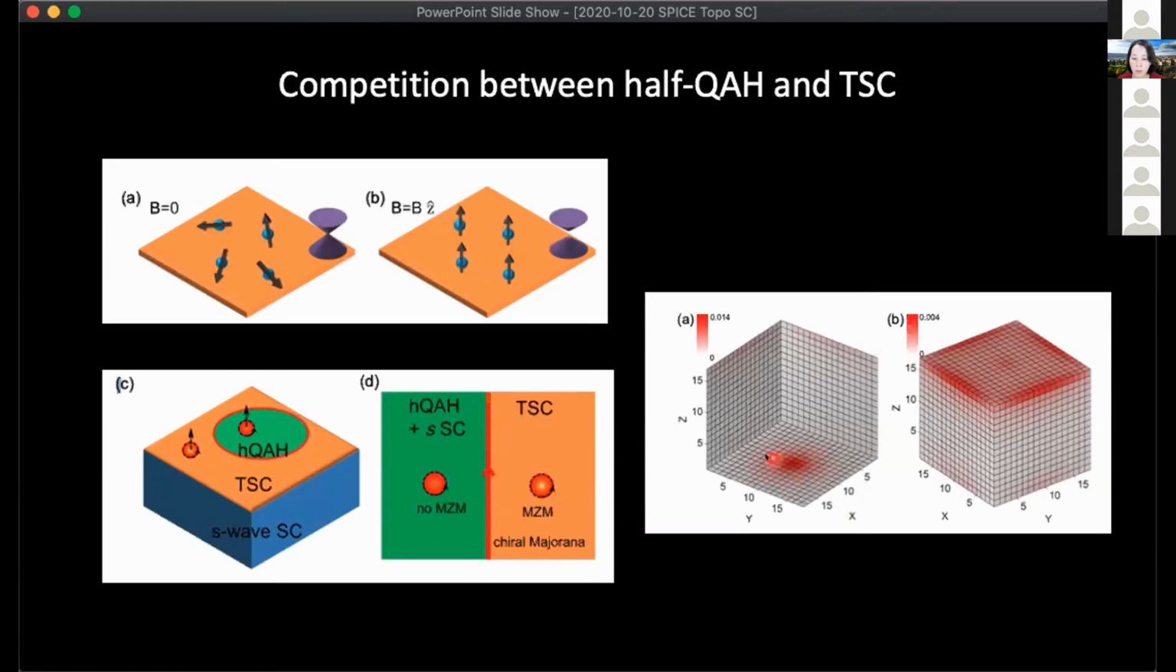What you're seeing is what one would have in the region of topological superconductor without the exchange field: you have this Majorana bound state. But when you get to the boundary between the topological superconductor and half quantum anomalous Hall, this Majorana bound state that was at the vortex core now gets pushed out and spreads at the edge of the system.